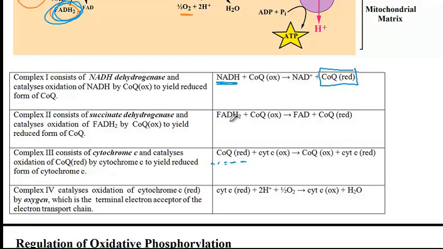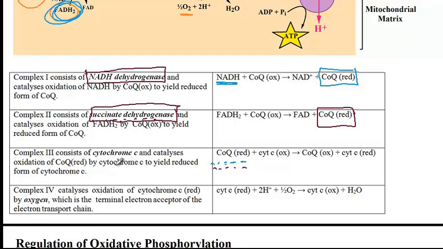Then we have FADH2, which via complex 2 that consists of the succinate dehydrogenase will catalyze oxidation of FADH2 to yield the reduced form of coenzyme Q. And then again, this reduced form will be used later on by complex 3. So just remember, complex 1 consists of the activity of NADH dehydrogenase, while complex 2 consists of the activity of succinate dehydrogenase.